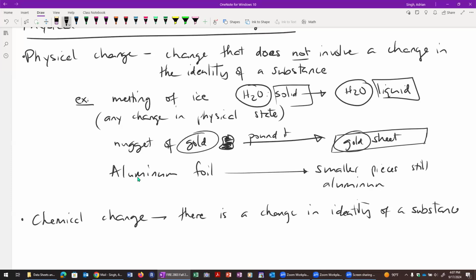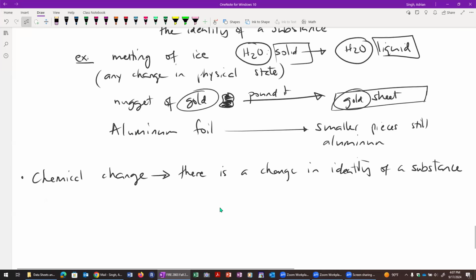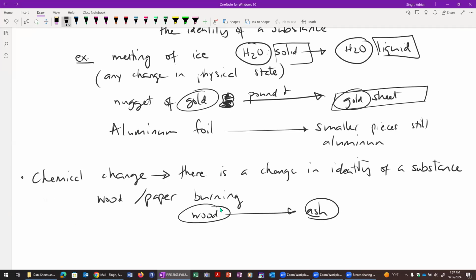So, for example, a chemical change would be something you typically think about, maybe wood, maybe a piece of paper. Well, what happens when the wood or the paper burns? It goes from wood or paper into some sort of ash. Right? And this is different than the wood that we started with. Similarly, if you look at a piece of paper and you burn it, it's not paper at the end. It gets turned into ash, different than the paper that you started with.